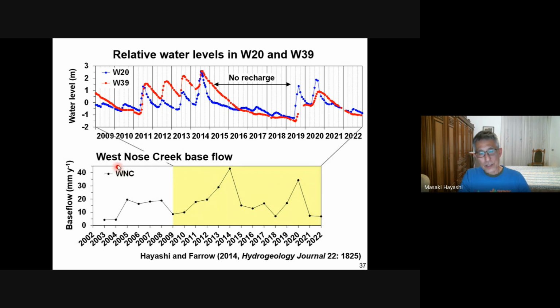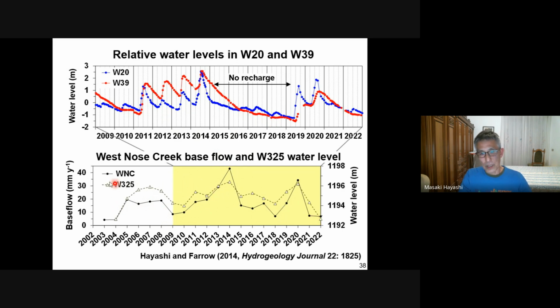And then there's this creek, West Nose Creek. This is a creek draining the watershed of these farmlands. The base flow actually has this interdecadal fluctuation. If you look at the years where the base flow of the creek was rising, that corresponds with the years of recharge. And the years the creek base flow was going down are the years with no recharge. And we can plot one of the monitoring wells' data. You see that there's a strong correlation between creek base flow and aquifer water level.